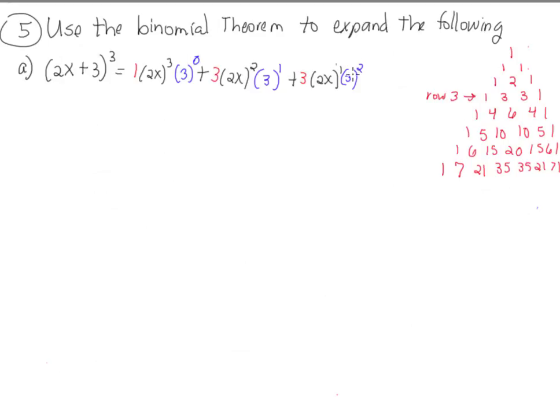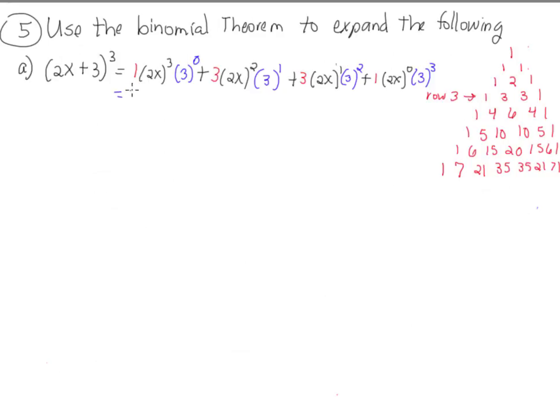And our last term is going to be the 4th number in Pascal's triangle for row 3, which is 1, times my first term raised to the 0 power, times my last term of 3 raised to the 3rd power. Now I'm just going to simplify each of these individual terms.